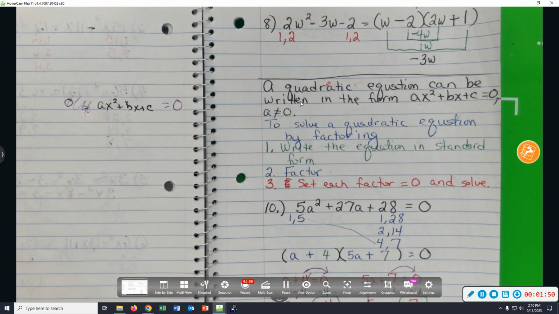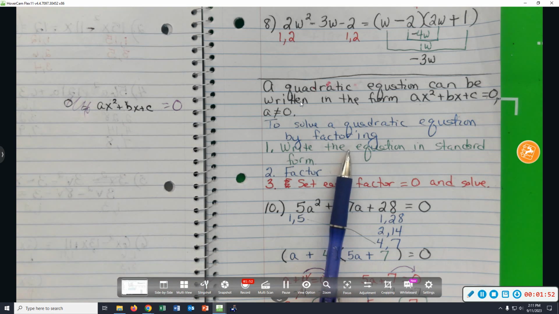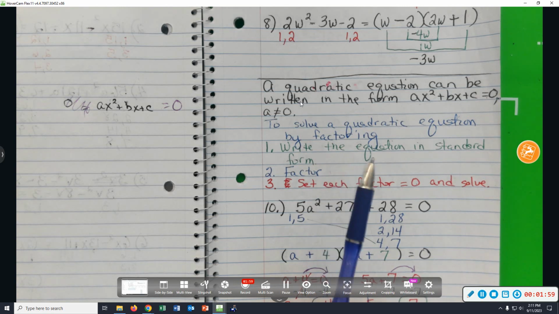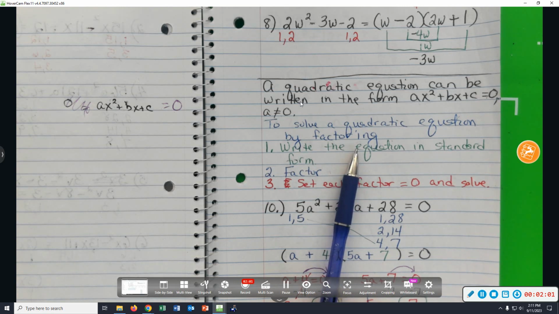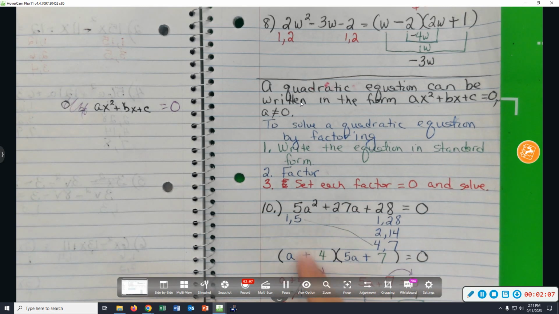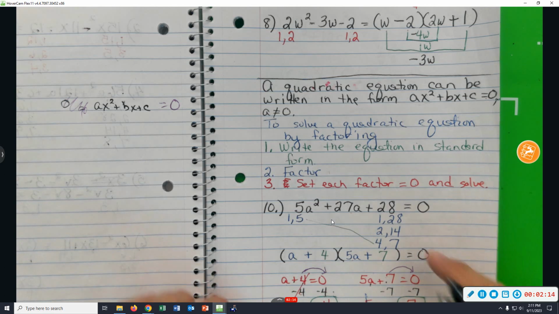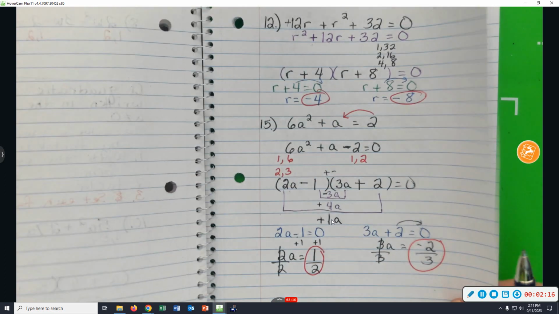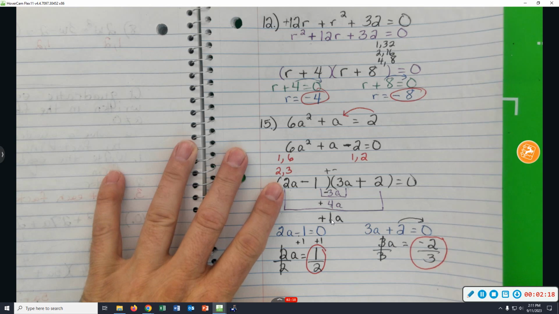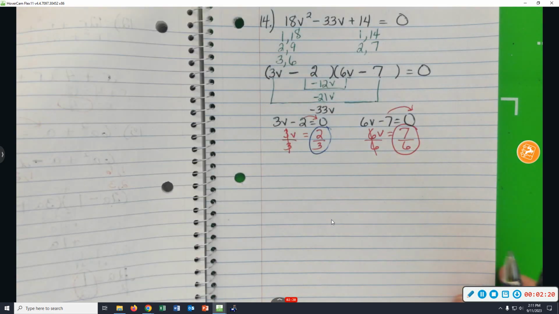So that's going to be the first step that we were doing when we were solving equations on Wednesday. This is going to be our first step today. We've got to make sure it's in standard form. Then factor. Set each factor to 0 and solve. And we were doing this trial and error factoring.